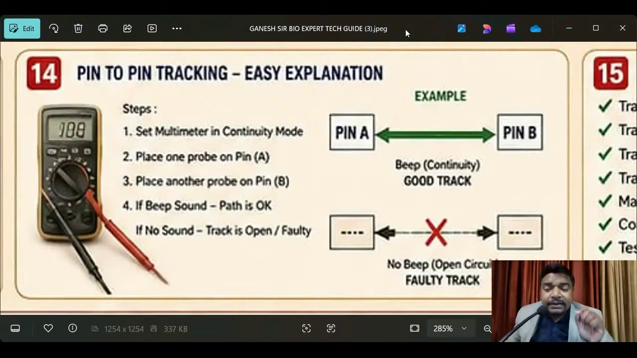Multimeter purpose and how to use it, all things, I have covered in 1 to 2 hours. I have provided the proper notes, and for whoever is new and has no idea, definitely this live session is going to help in your life, right? Yes, come on. See here, third point: place another probe on pin B. If there is a beep sound, the path is okay; if there is no sound, the track is open or faulty. These are very, very important as biomedical engineers.